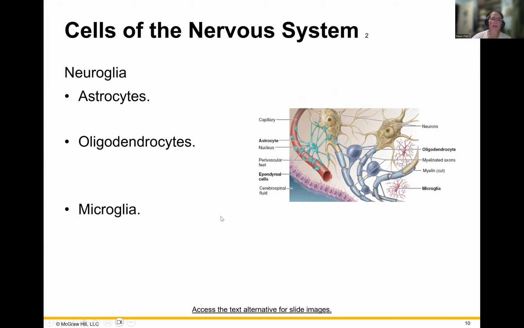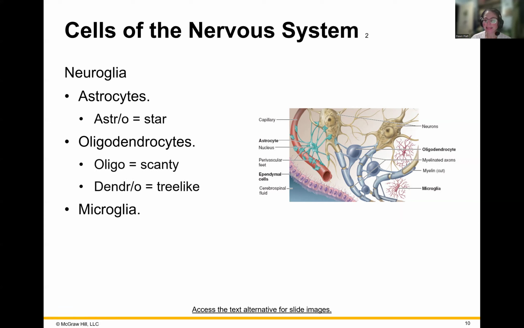All right, some neuroglia. Let's take a look at some neuroglial cells. We have astrocytes, and obviously they kind of look like a star, and that's why they're called astrocytes. You can see here in the picture. Oligodendrocytes are scanty, tree-like, and the oligodendrocyte is kind of like here. And then microglia is going to be obviously micro, and then glia means glue. It's going to be right there.